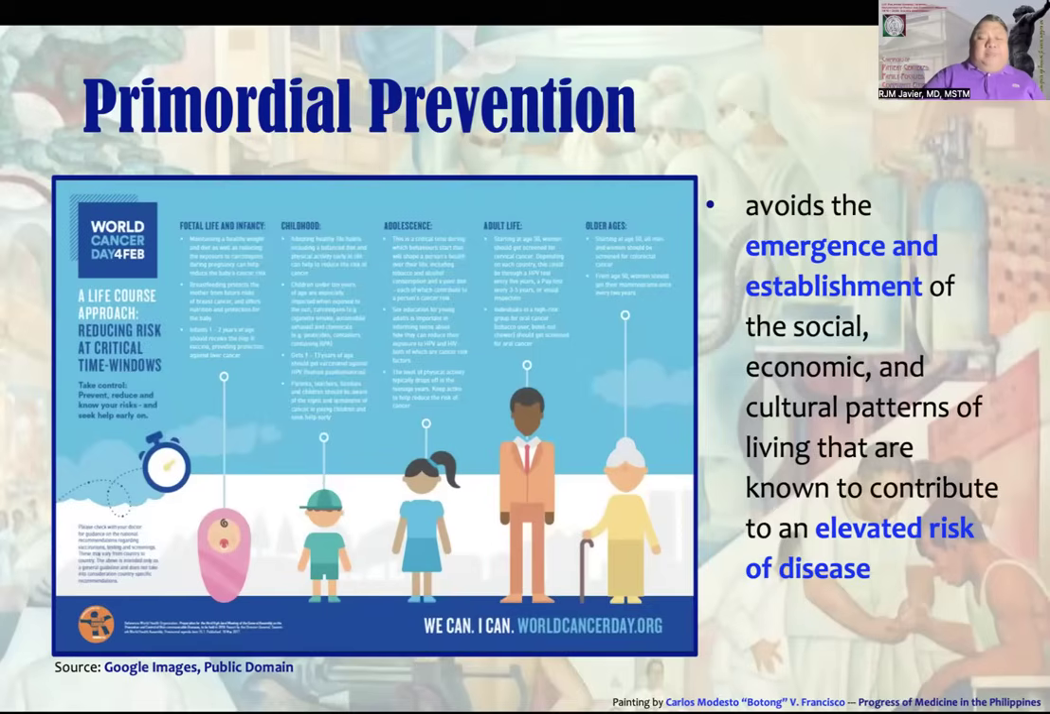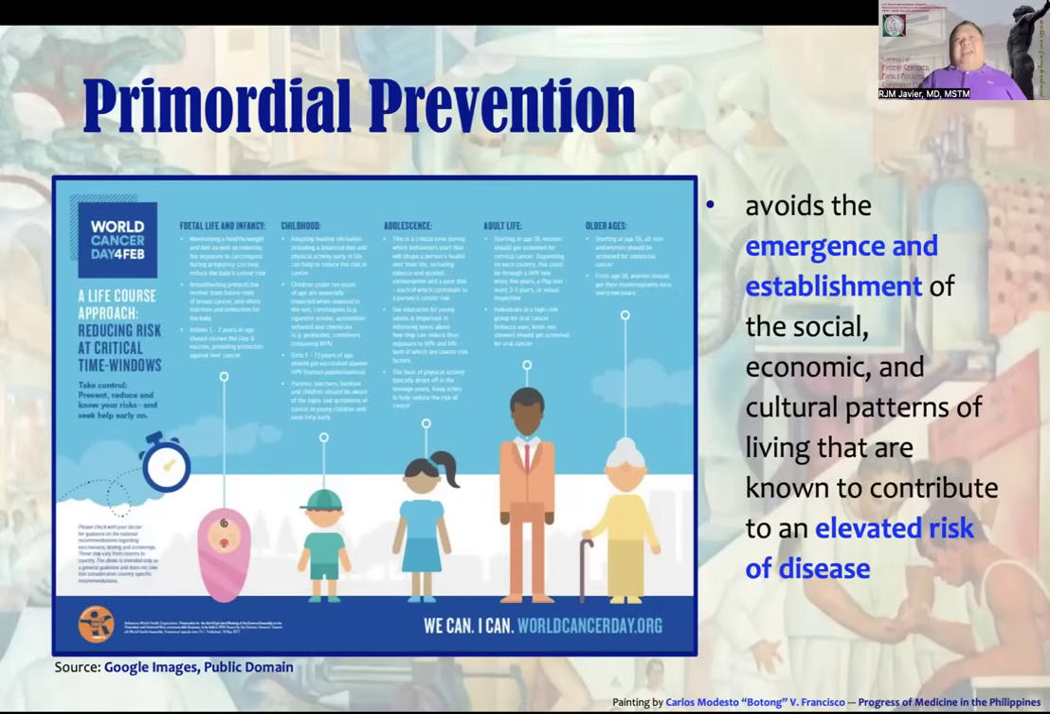For example, whenever I talk of primary and primordial prevention, they would look into the same strategies. We can talk about health promotion, we can confer specific protection. The main difference is that for primordial prevention, there are no established risk factors yet. But for primary prevention, the risk factors are already there.